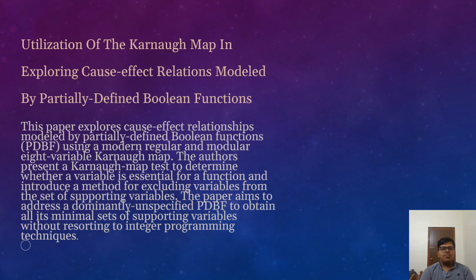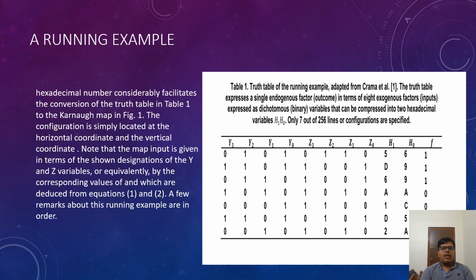The paper aims to address a dominating unspecified PDBF to obtain all its minimal sets of supporting variables without resorting to integer programming techniques. A running example. Hexadecimal numbers considerably facilitate the conversion of the truth table in Table 1 to the Karnaugh map in Figure 1. The configuration is simply located at the horizontal coordinate and the vertical coordinate. Note that the map input is given in terms of the shown designation of the y and z variables, or equivalently by the corresponding values, which are derived from equations 1 and 2.